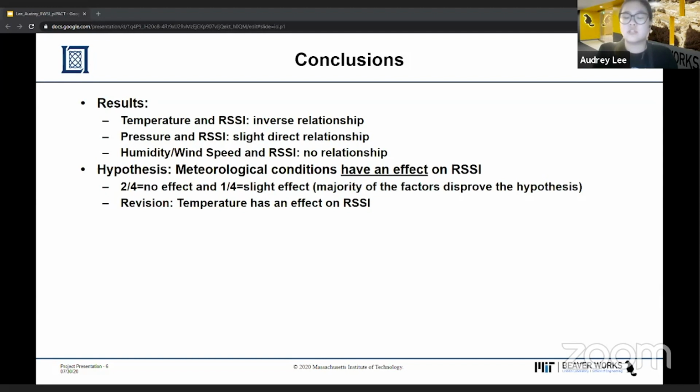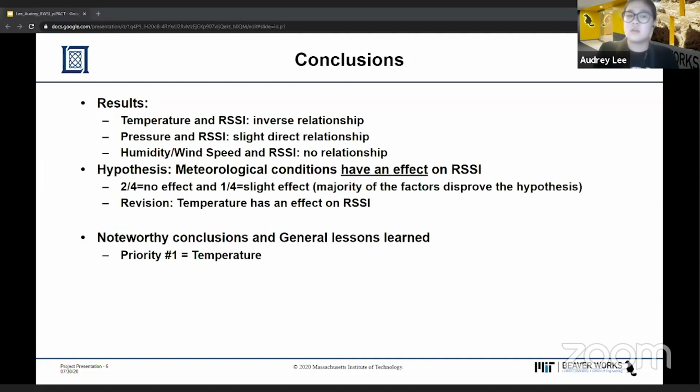For some noteworthy conclusions and general lessons, the first is that when trying to account for variations in meteorological conditions when designing a PACT system, variations in temperature should be prioritized. The results found that RSSI decreased by 1 for every 3.5 degrees Celsius increase in temperature. Because the temperatures in, say, the winter and the summer can differ by more than 35 degrees Celsius, the RSSI would therefore differ by more than 10.